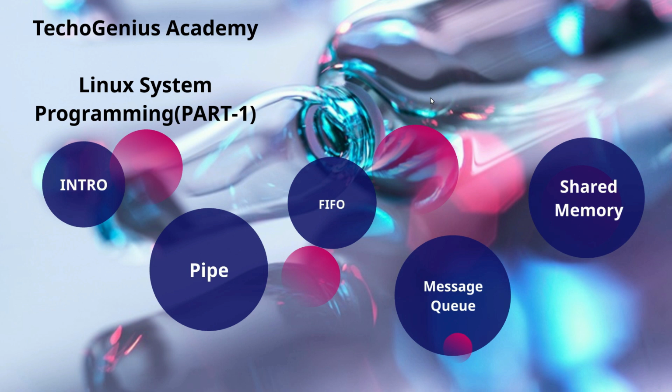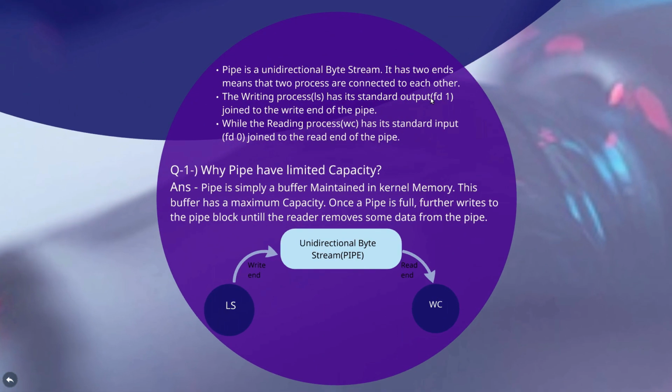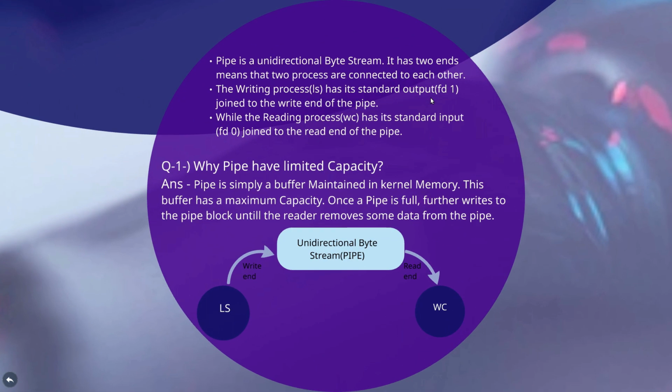What is a pipe actually? A pipe is nothing but a unidirectional byte stream. It has two ends, meaning that the two processes are connected to each other. The writing process, like ls, has its standard output joined to the write end of the pipe, while the reading process has its standard input joined to the reading end of the pipe.